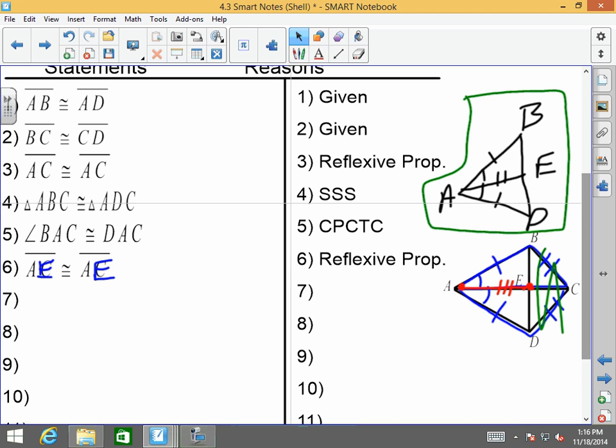You with me? So now, back to where we are. What two triangles can we prove congruent at this point?